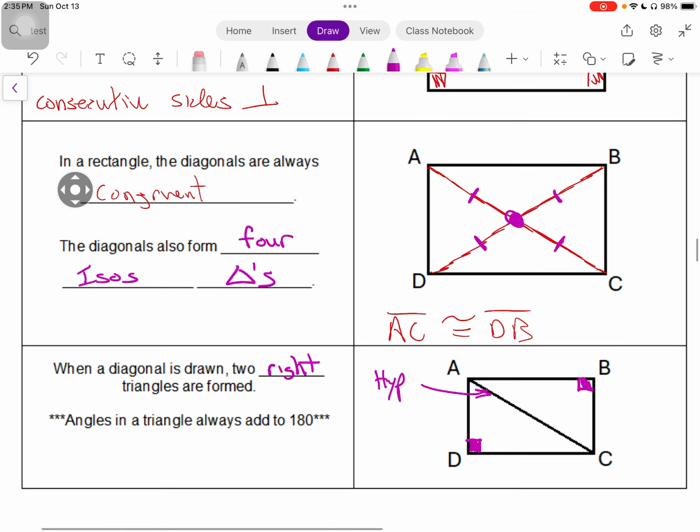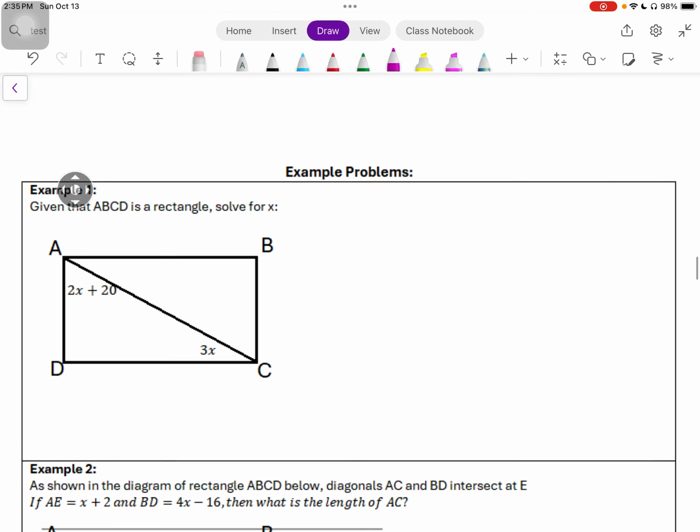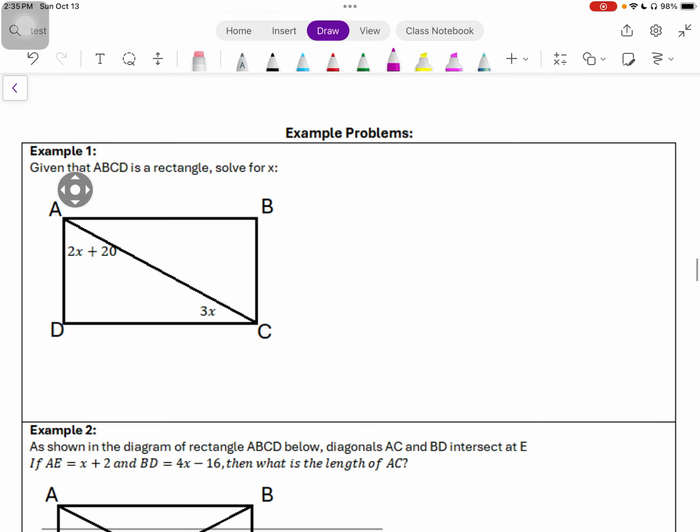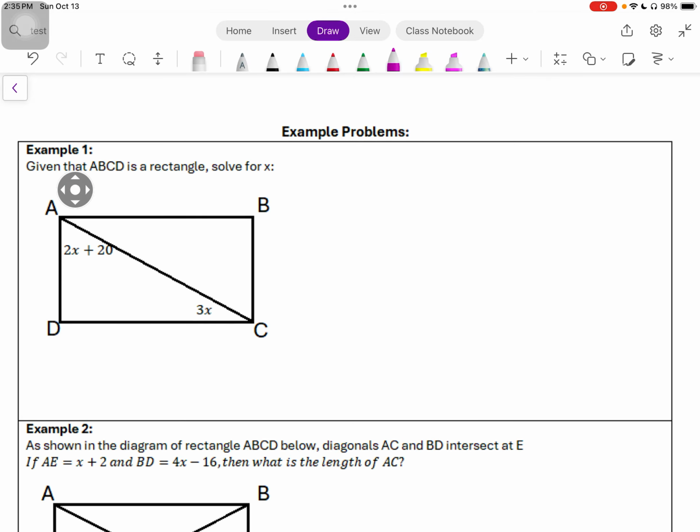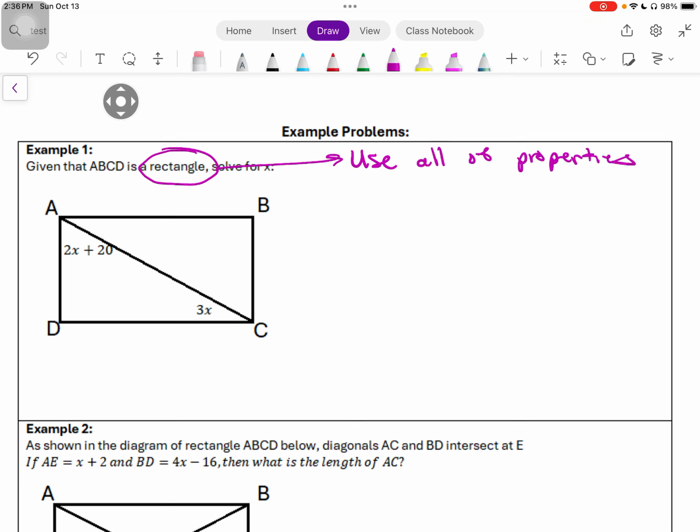So just like the last video, I have 3 examples for us to go through, looking at these properties and seeing what we can figure out. So first one, given that ABCD is a rectangle, solve for x. When I see this word rectangle, that means I can use all of the properties. The key property here, because we're talking about these 2 angles, is that angle D is a right angle, which is 90 degrees. Now, that makes this triangle a right triangle.